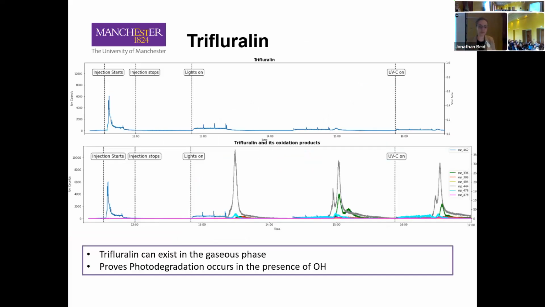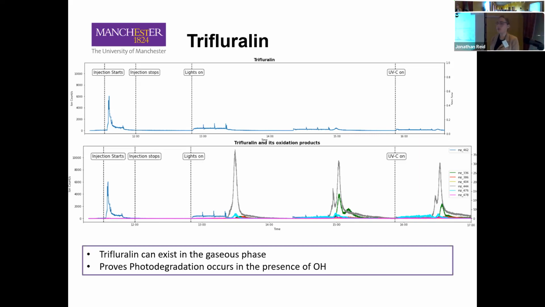So, results. The top and the bottom are the same experiment I will tell you about. The top is just showing the active ingredient trifluralin, whilst the bottom is trifluralin and its oxidation products. So what we do, we start to inject, we stop the injection, we turn some lights on, and we turn some stronger lights on. One thing to note as well is we've done this in the Figaro mode. So here, this is seen in the gaseous phase, and then it hasn't disappeared.